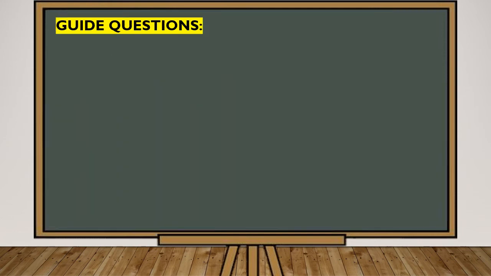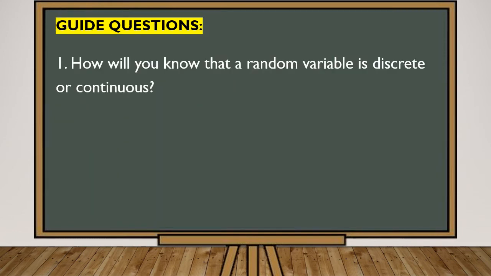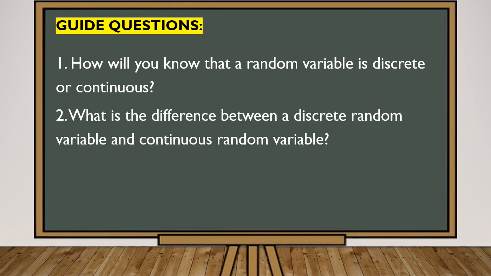And answer these guide questions. How will you know that a random variable is discrete or continuous? You have to explain and write your answer. What is the difference between a discrete random variable and a continuous random variable?